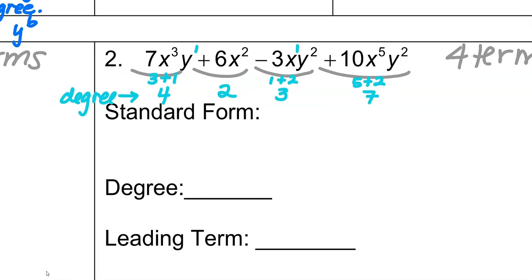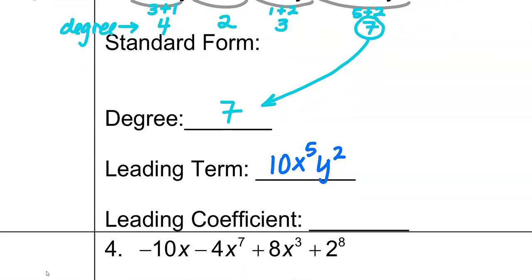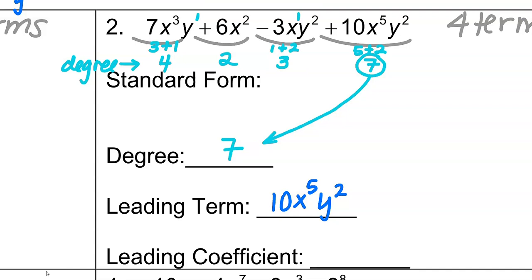So what's the highest degree of each term? It's 7. So the degree is 7. The leading term is going to be the term that has that degree, right? So it's the plus 10x to the 5th, y to the 2nd. So I'm just going to leave it as positive. And then what's its leading coefficient?